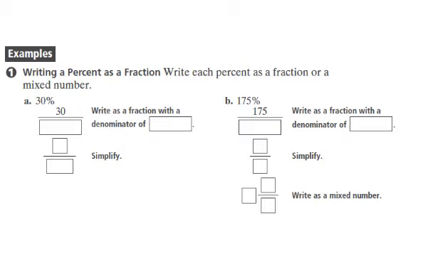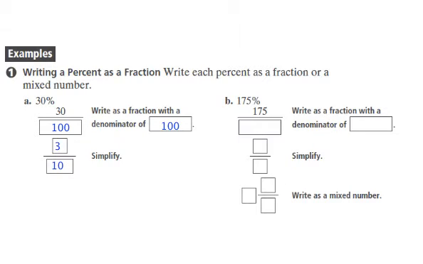For example 1, writing a percent as a fraction. Write each percent as a fraction or mixed number. 1a, 30%. Since percent means out of 100, we're going to put 30 on top and 100 on the bottom. We're writing it as a fraction with a denominator of 100. Then we need to simplify. Both 30 and 100 can be divided by 10. 30 divided by 10 is 3. 100 divided by 10 is 10.